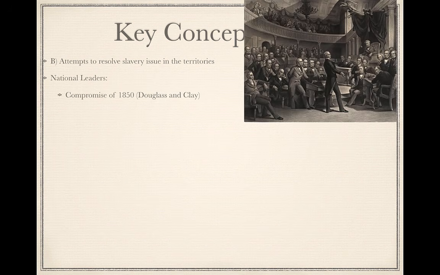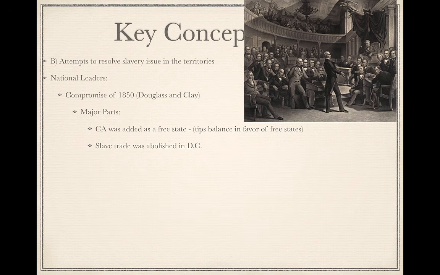Continuing with the attempts, we have national leaders, people like Henry Clay and Stephen Douglas with the Compromise of 1850. Major parts that you should know: California was added as a free state, and this will tip the balance in favor of the free states. The slave trade was abolished in Washington, D.C., not slavery, but the slave trade. And the reason why was there were a lot of foreign dignitaries who would come to Washington, D.C. and would be horrified at the slave trade.